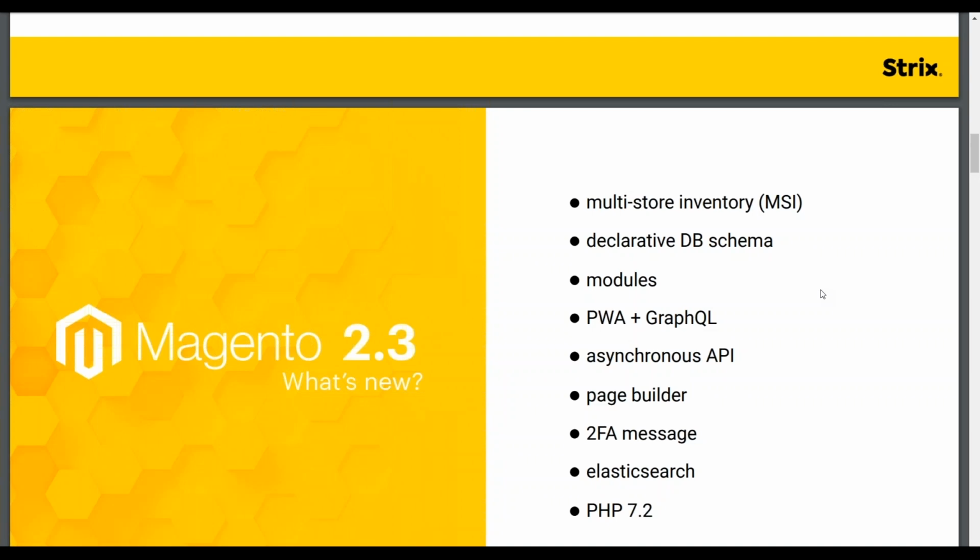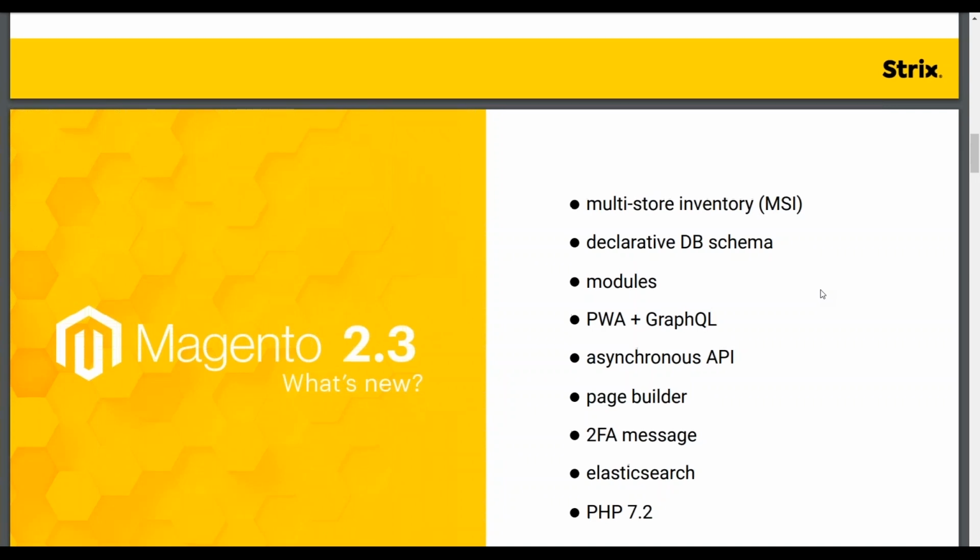Declarative DB Schema gives you an opportunity to describe all of your tables, columns, and relations in a simple XML file. Of course, in Magento you can easily transform all your old scripts or your DB declaration into new XML files. It can be done by one command, and it works. I checked it. Yes, it's a great feature.